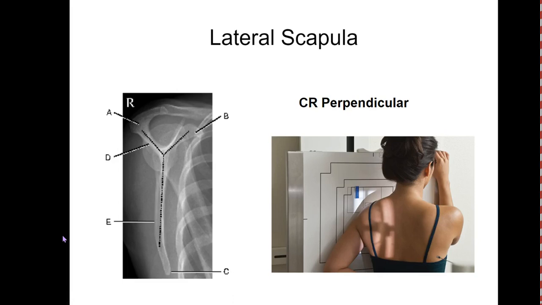So when you are performing a lateral scapula, you can do it PA and do an anterior oblique, as this patient is seen here, or you can do it AP and do a posterior oblique. And we'll talk about that more in lab.